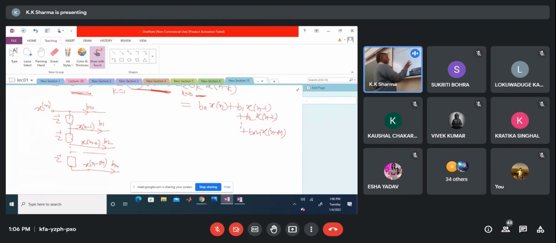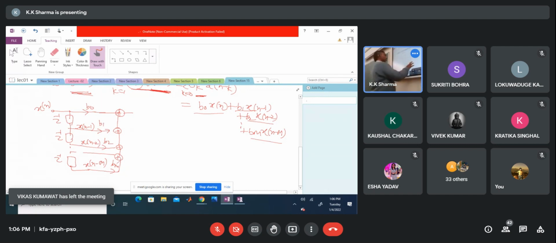Now I will add them two at a time, assuming that I have an adder which adds two numbers at a time. I am adding all these M plus 1 terms, so I need to put an arrow like this. Is it clear? This is in fact the FIR implementation of the numerator.